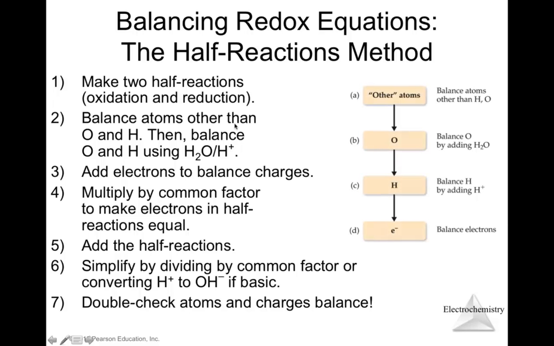So we have here basically the balance of other atoms, then the oxygen, then hydrogen, and then the electrons. And that's basically the steps that we need to do to balance a redox reaction.